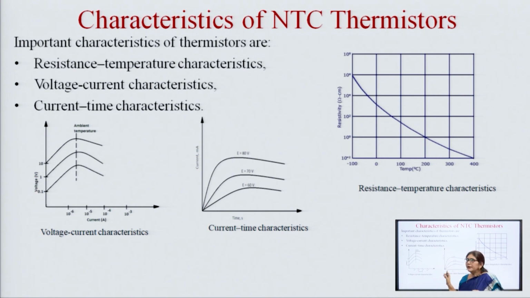Then the third is time delay. We see in the current time characteristic that when the current is increasing, the time is also increasing, and this time delay depends upon the input voltage which we are applying from the auxiliary source. We see here that if the input voltage is 80 volt, then the delay is less, but if the input voltage is 60 volt, the delay is more.